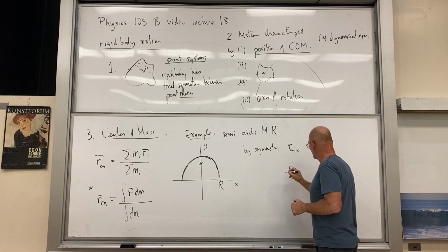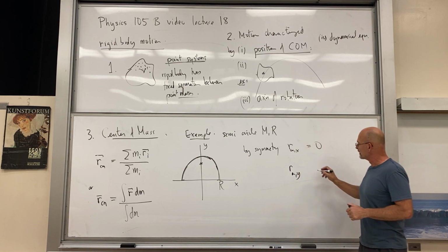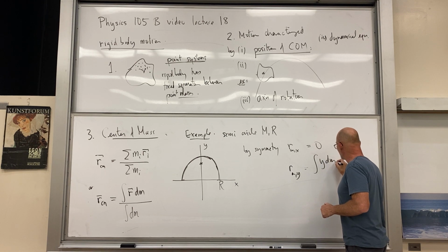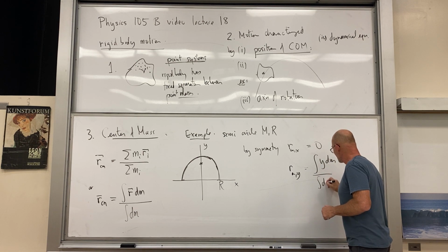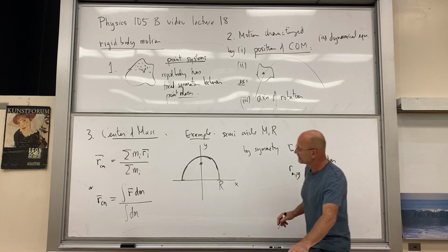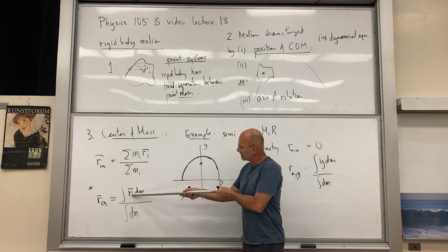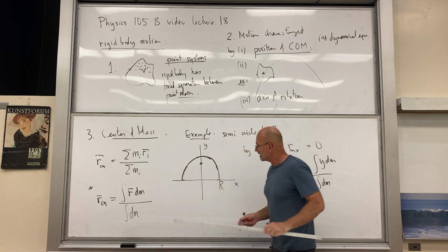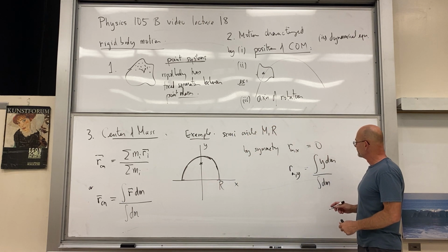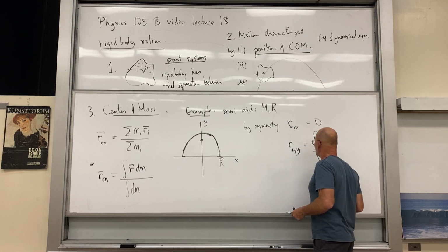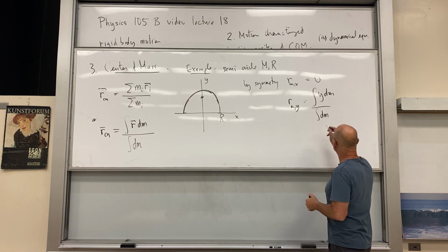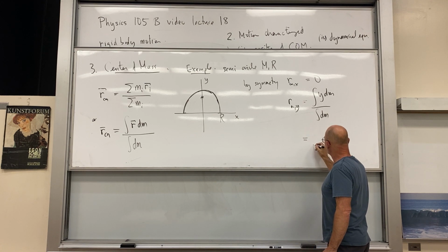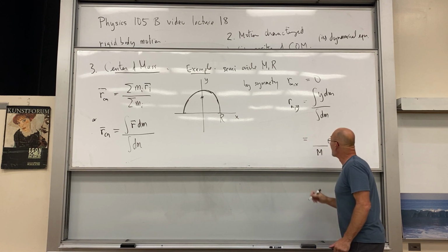Center of mass, y component. So we need the integral of y dm over the integral of dm. Symmetry clearly makes the x component vanish. Now we have the y component, y dm. Of course, the denominator is just going to be the total mass.